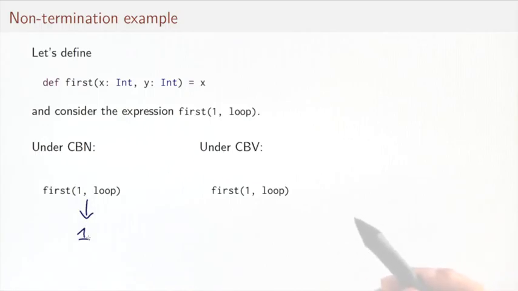Under call by value, we have to reduce the arguments to this expression, so we have to reduce loop, and well, we know that loop reduces to itself, so we would reduce the arguments infinitely often. The whole expression would always reduce to itself, and we would make no progress. So that's another example of an infinite loop.